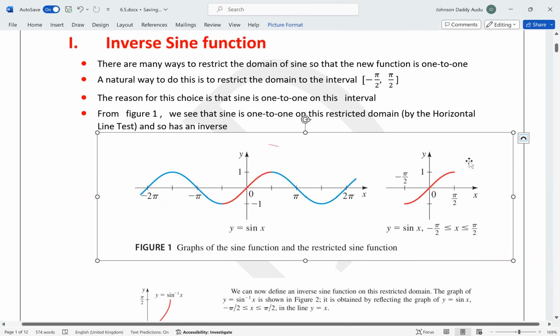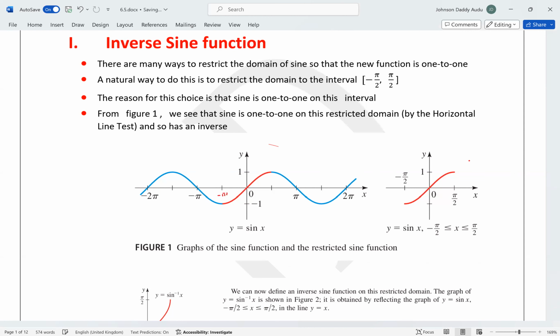So this is the graph of sine x, 2 periods of sine x, which is from -2 pi to 2 pi. This is 2 periods, right? Because remember, a period of sine x is just from 0 to 2 pi. So if we restrict the domain now, if this is minus pi, this is going to be minus pi over 2, right? And if this is 0, this is pi. This is also pi over 2.